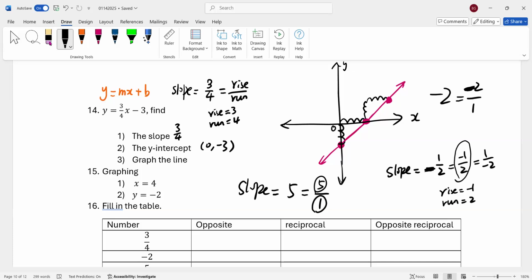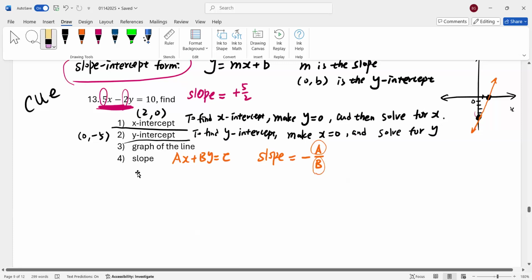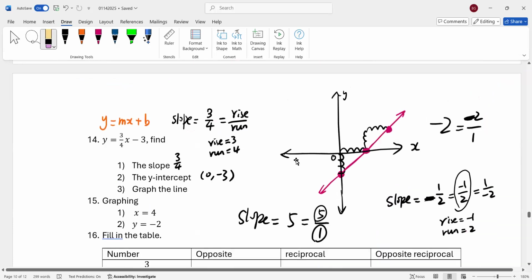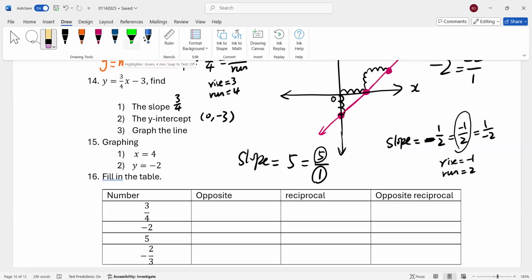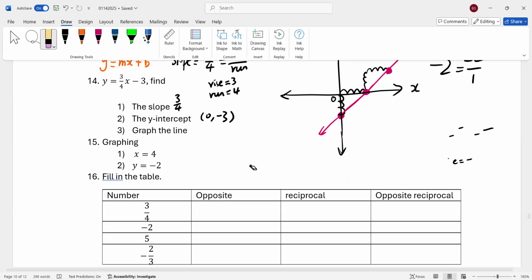All right. Number 15. Number 13, I gave you a slant or oblique straight line in standard form. Number 14, I gave you a slant straight line in the slope-intercept form. And number 15, we have two straight lines. Looks kind of weird, you know. Let's see what's going on here. Number 15, the first equation is x equals 4.